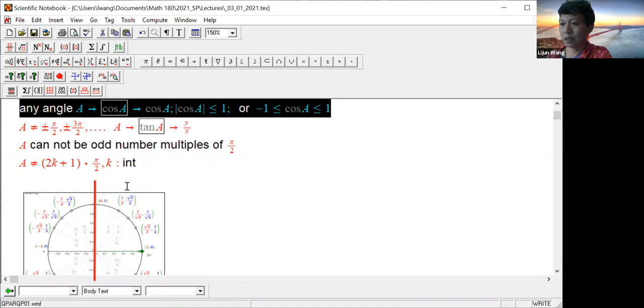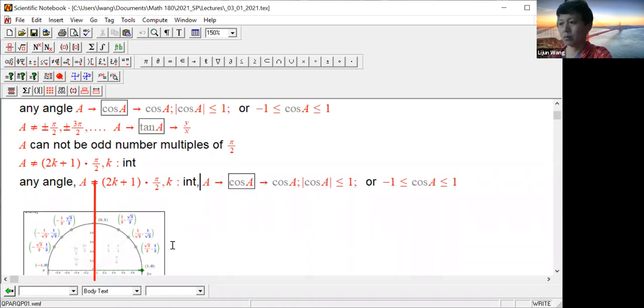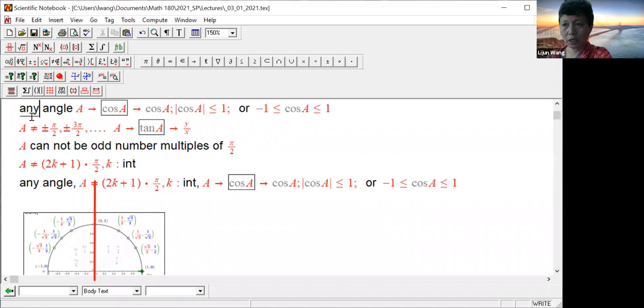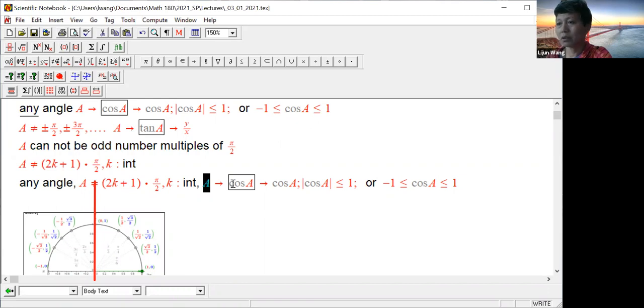Any angle, right? Domain, range. So now any angle has to be modified. Any angle such that it cannot be this. So it cannot be any angle. It's subject to this restriction. So any angle satisfying this restriction, which is not odd number multiples of pi over 2, can be the input. And the output now is for tangent.